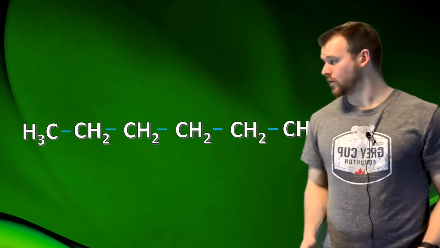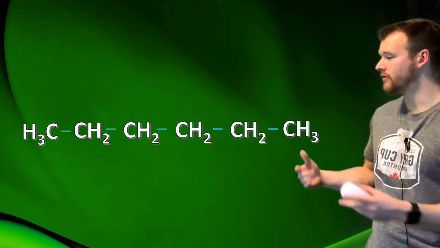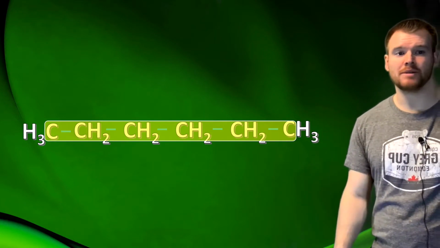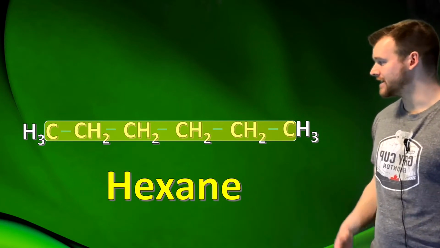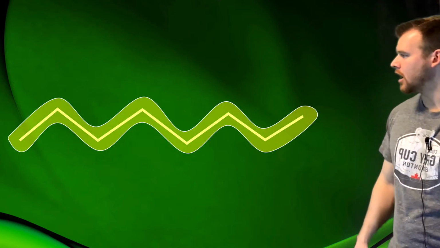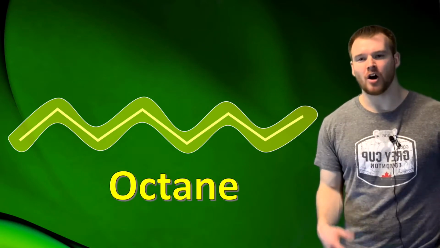Similarly for this one, this is the condensed structure, but it's just a chain of carbons, no branches. So we just find the longest chain. In this case, that would be 6, and we would just call this hexane. Lastly, I'll put up one of the line diagram where we just have a straight line of carbons. I count all of those up in the chain. There's 8, and so that would have the name of octane.